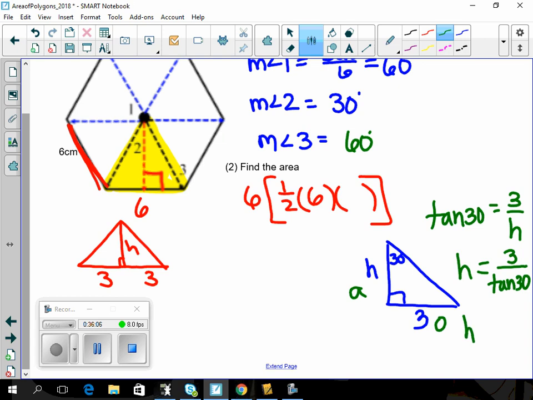So type it on your calculator. What's h? What's the height of my picture? 0.17? I don't think so. Let me see how you typed it. Oh, yeah. When you do this, you go alpha y equals, and you get a fraction, and you do 3 on the top, and then tangent of 30 on the bottom. Okay? So 5.2? Yes. All right, good. So 5.2 is the height. So I'm going to put that in there. What's the area of the whole hexagon?